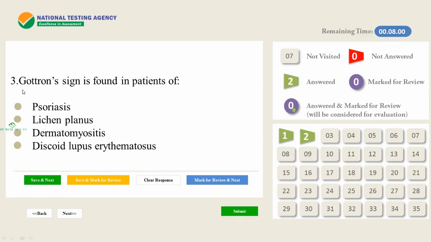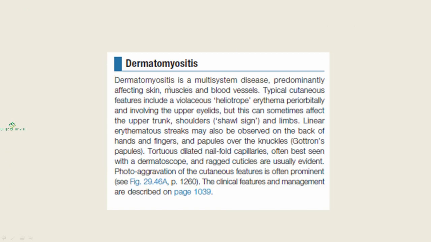Okay, so the third question: Gottron's sign is found in patients of psoriasis, lichen planus, dermatomyositis, or discoid lupus erythematosus. The answer here is dermatomyositis. If you see Davidson again, dermatomyositis, a multi-system disease. Linear erythematous streaks may also be observed on the back of the hands and fingers, and papules over the knuckles. Gottron's papules, that is called Gottron's sign.